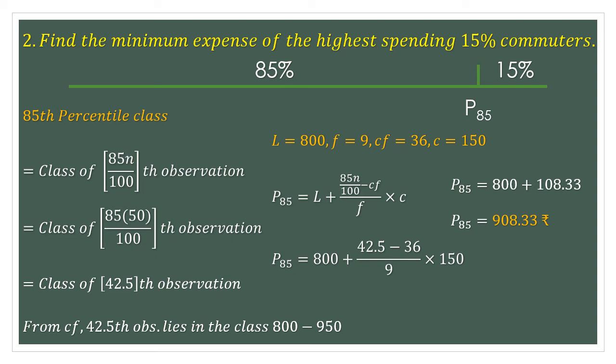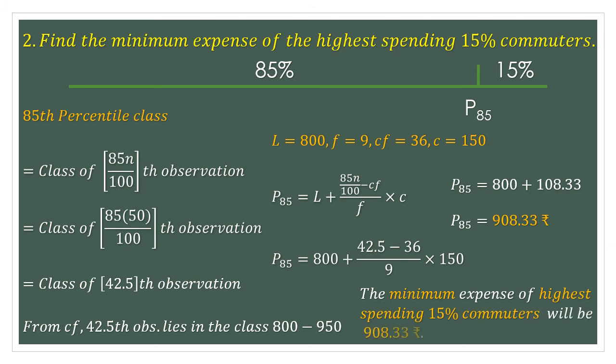But to write it down properly according to the question, the minimum expense of highest spending 15% commuters will be 908.33 rupees. Okay guys, I hope you got this properly. Whenever you are in a pinch, just draw this data line, put your mark on the data line and you will understand which measure is to be used.